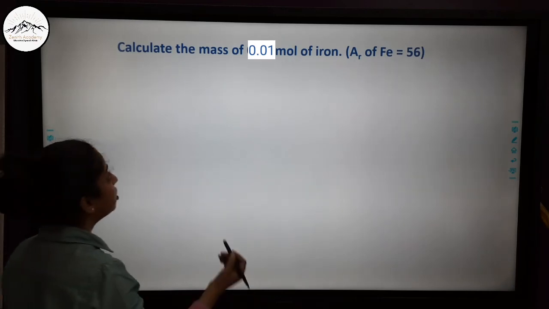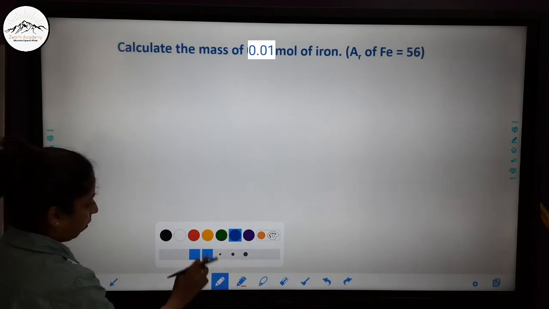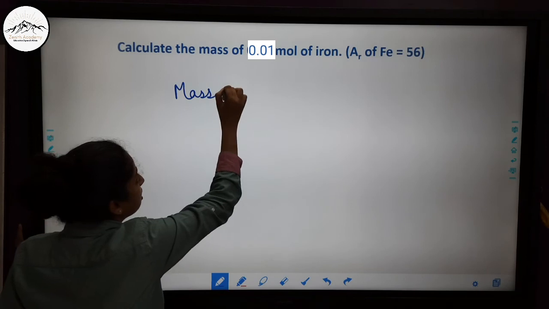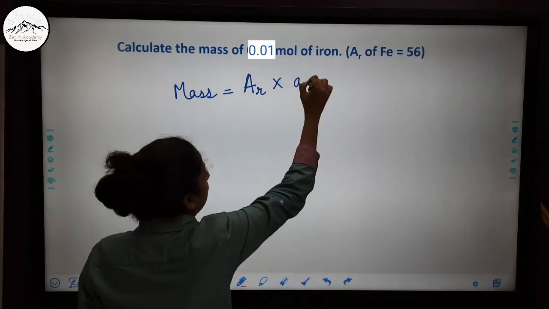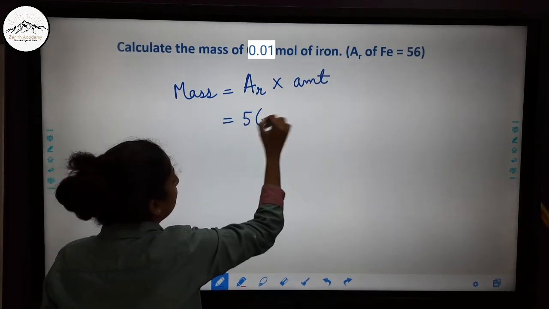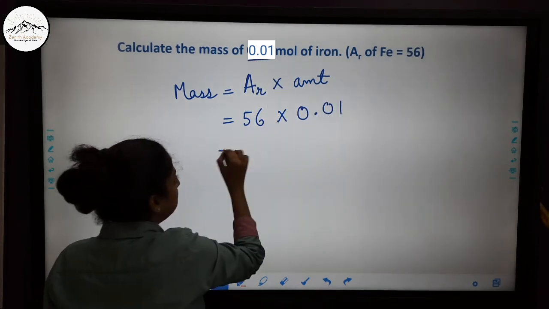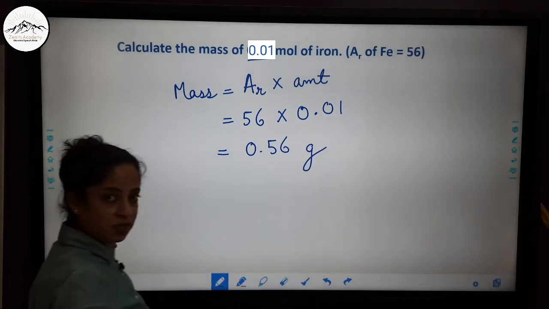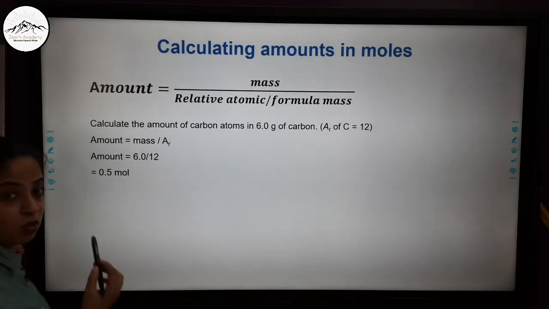Or the next method is using the formula. What was the formula? Mass was equal to relative atomic mass into the amount that is given. So it is 56 into, what is the amount? 0.01. So it is 0.56 grams. Now let's go ahead to calculating amounts in moles.